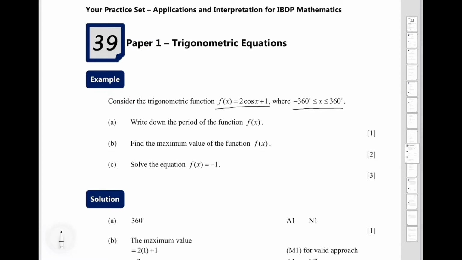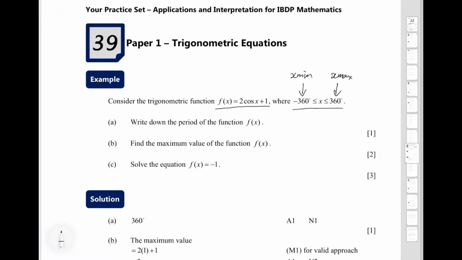So for part A, we are going to write down the period of this trigonometric function f(x). As for applications and interpretation students, we can try to plot this graph on our GDC before we try to solve the following question. There are some hints when we make a sketch in our GDC. As we are given the domain from -360 degrees to positive 360 degrees, this is the hint for setting the window. Say, for example, -360 degrees would be the value of x minimum, and positive 360 degrees would be the value of x maximum.